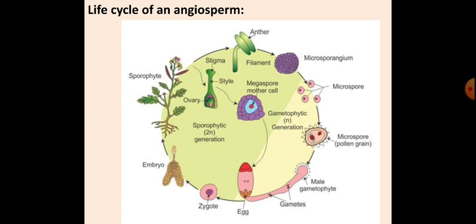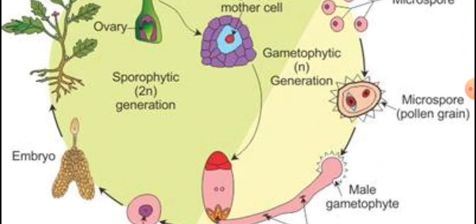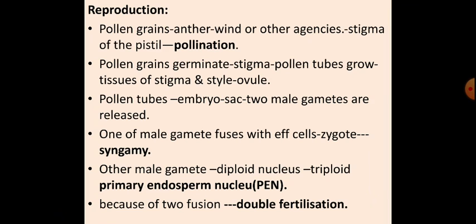Second step, I said 2 male gametes are released. One male gamete will fuse with the egg and form a zygote. The second male gamete will fuse with the diploid polar nucleus. I said in the center you will have two polar nuclei, the diploid polar nucleus. The second male gamete will fuse with the diploid nucleus and form the triploid primary endosperm nucleus, PEN. Triploid primary endosperm nucleus. Understood?